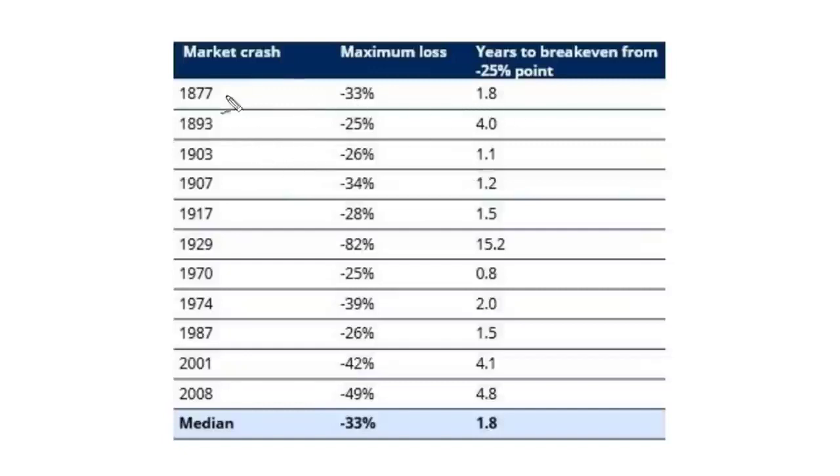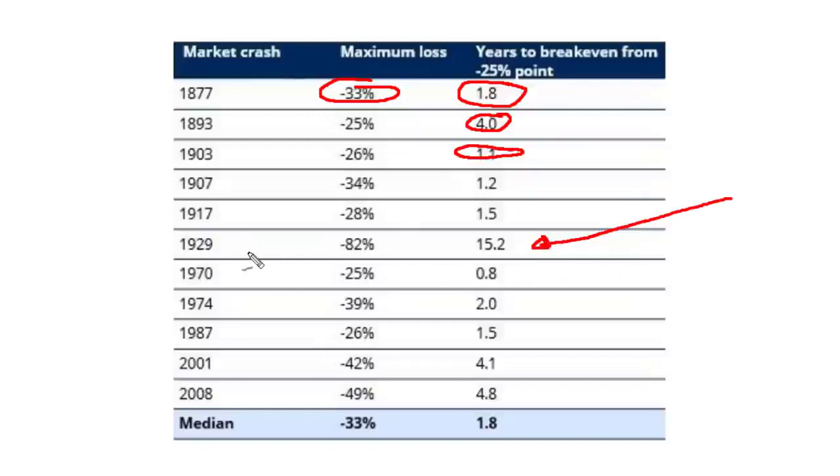So first up, 1877. It's going to be very difficult for us to draw too many parallels here, but maximum loss, 33%. Years to break even from the negative 25% point. So when it hit negative 25%, remember a bear market is considered 20%. So negative 25% took 1.8 years to recover. 1893, 4 years to recover. 1903, 1.1 years to recover.